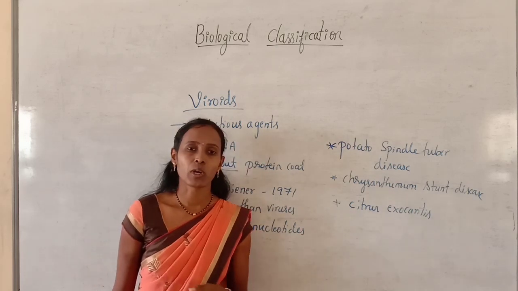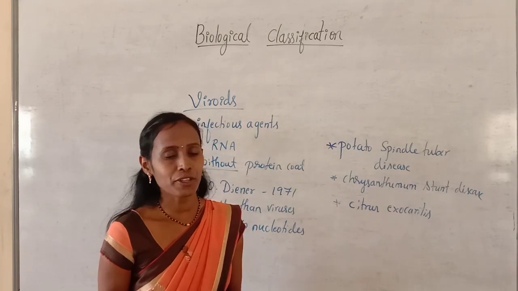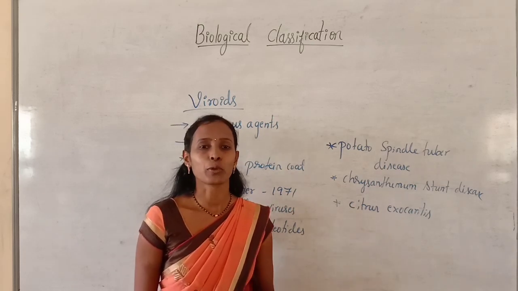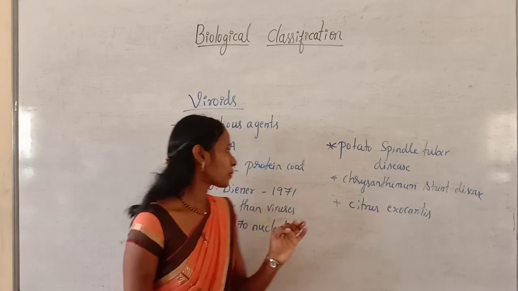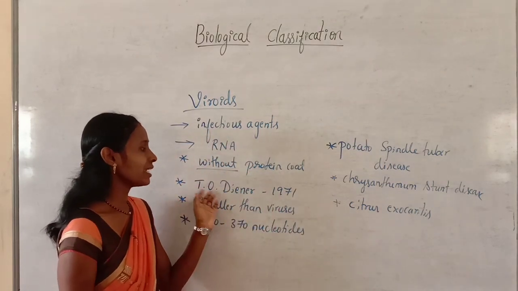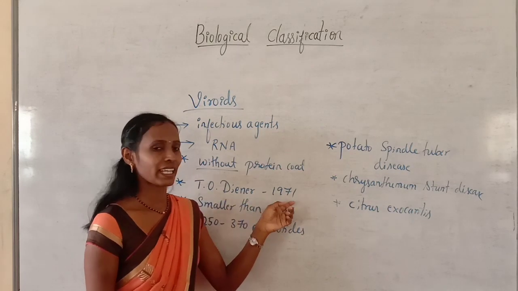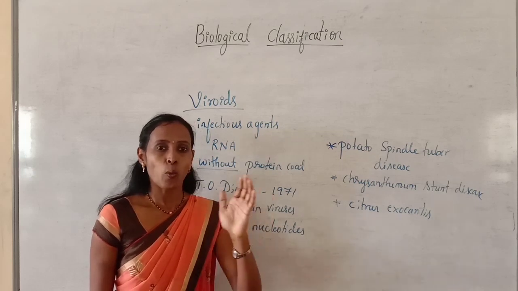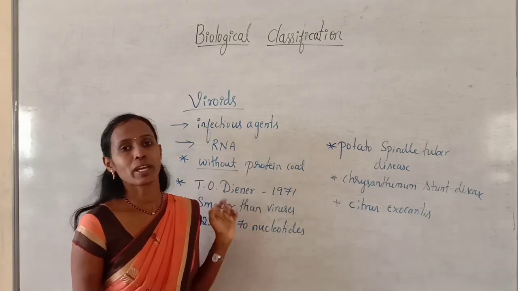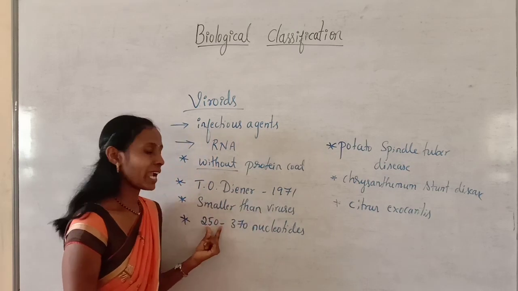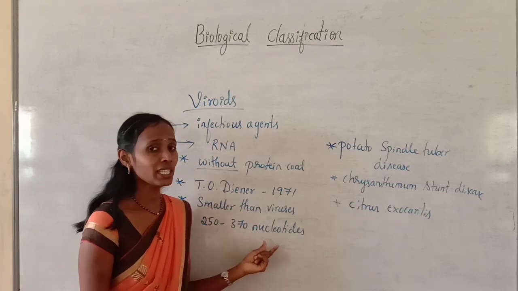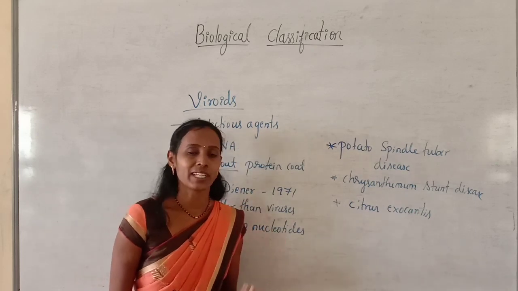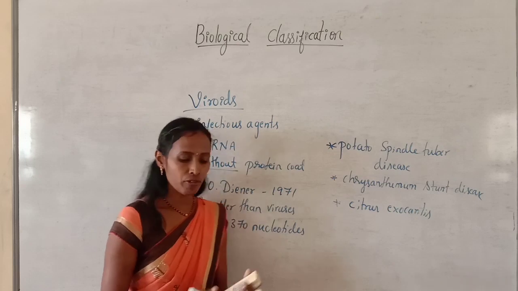If you get a question about what are viroids, viroids are infectious agents which contain RNA without protein coat. They were first discovered by T.O. Diener in the year 1971. These are smaller than viruses. Viruses are smaller than bacteria, and these viroids are smaller than viruses, and they are made up of only 250 to 370 nucleotides. And one more thing, as they contain RNA, as they contain genetic material, they are capable of replication.